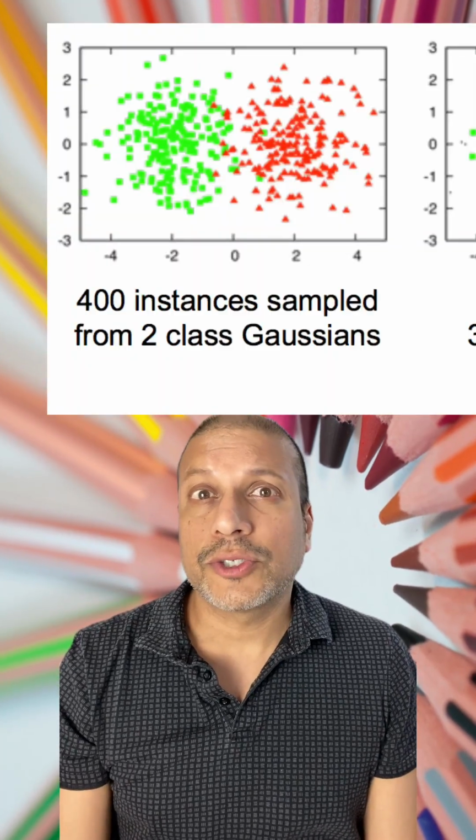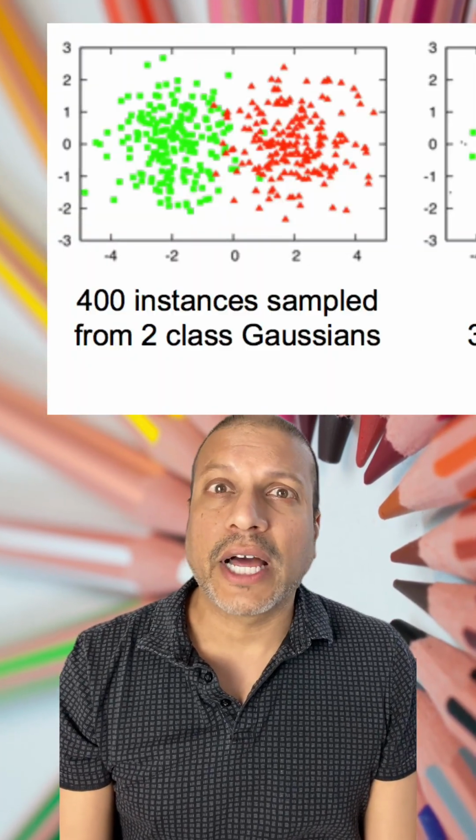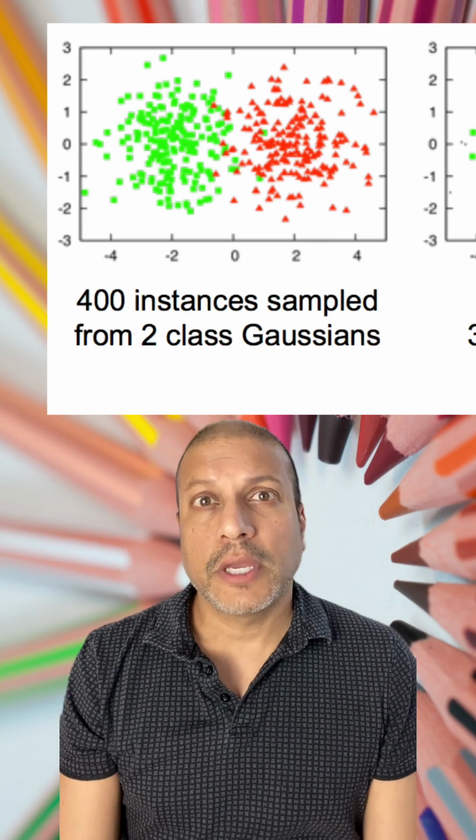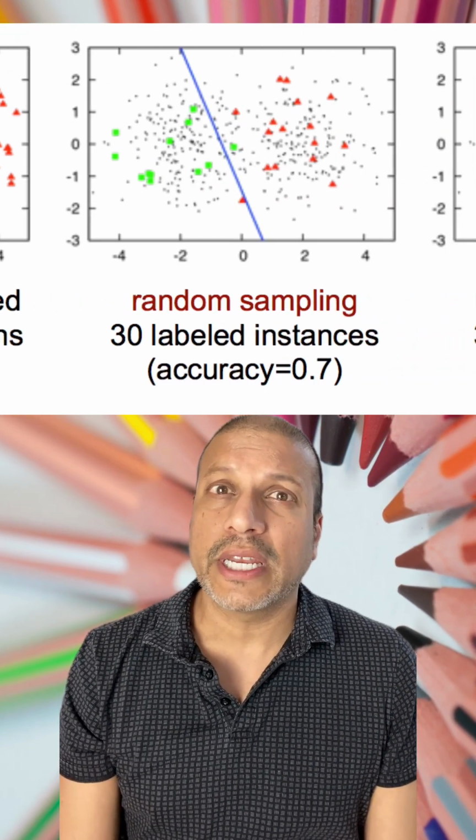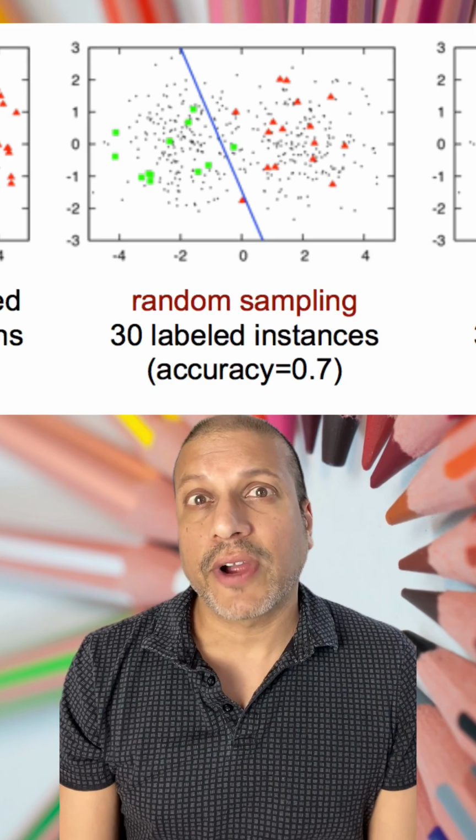Let's start with a data distribution like this and assume we want to build a classifier to separate the green from the red. It would be time consuming to label every data point, so what we first do is just start with some random sampling and then build a classifier based on that.